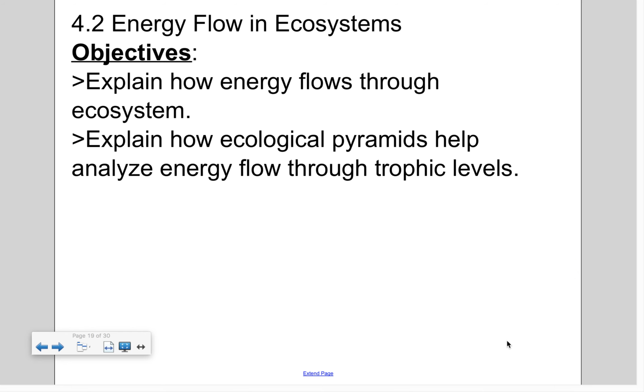But anyways, that's it for section 4.2, explaining how energy flows through the ecosystem, talking about 3 different types of pyramids and how energy flows through each of those trophic systems.